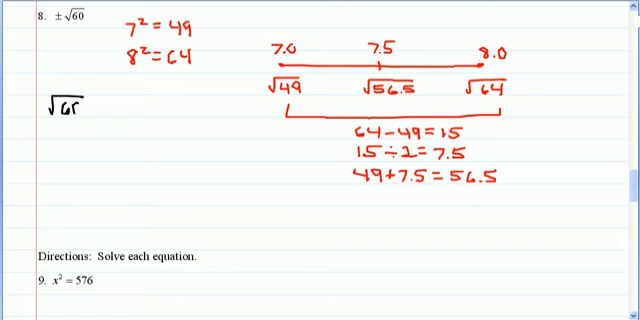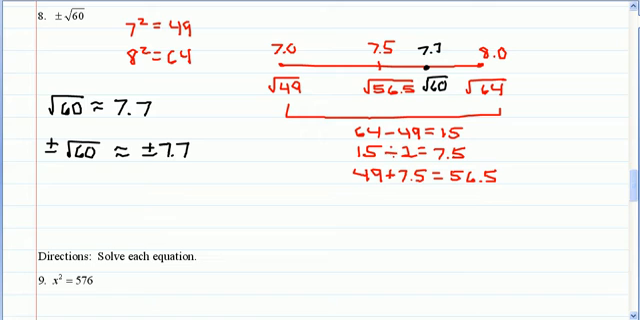So when I estimate the square root of 60, I would place the square root of 60 right about here, right about halfway in between 56.5 and 64. So I would say this is the square root of 60, and I would estimate this to be about 7.7. So the square root of 60 is approximately 7.7, but then we have the plus or minus in front. So plus or minus the square root of 60 is approximately plus or minus 7.7.